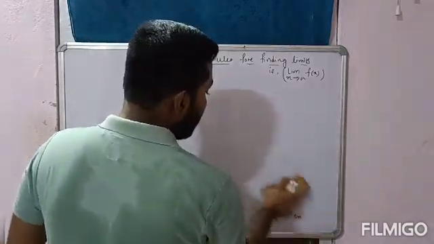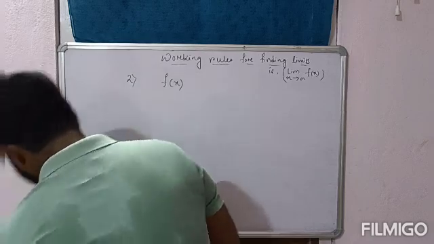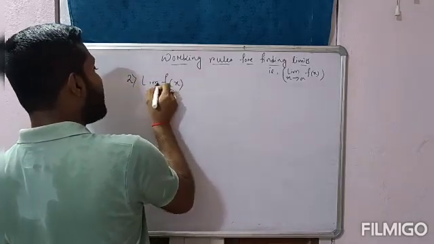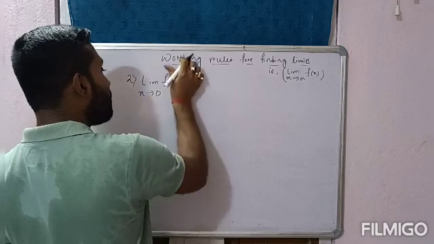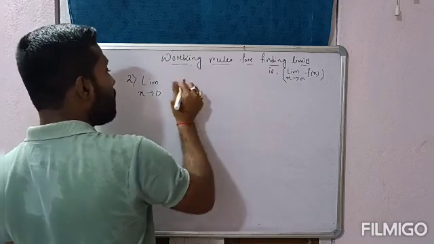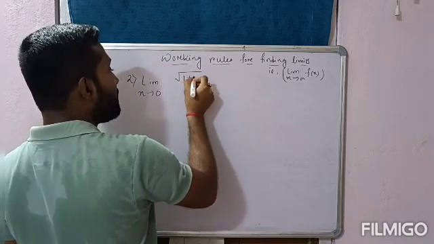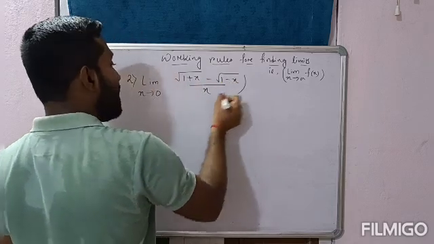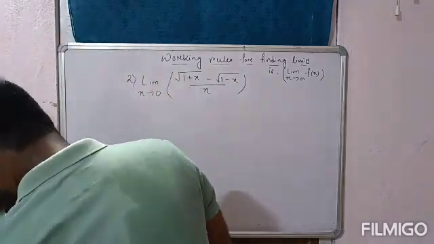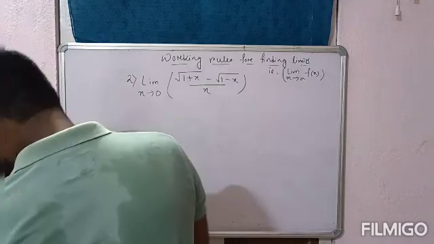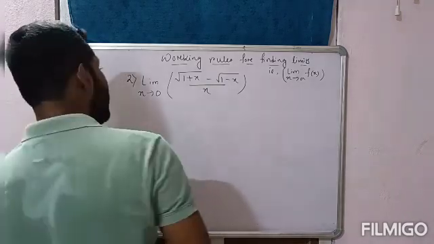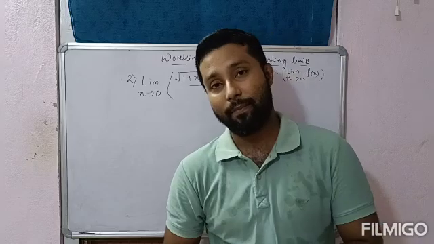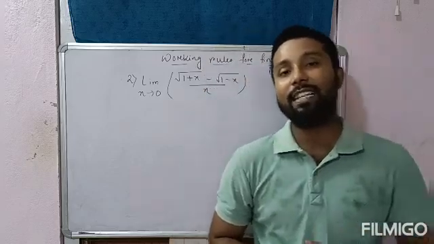For rule number 3, I am talking about rule number 3. So let us consider limit x tends to 0, root over 1 plus x minus root over 1 minus x divided by x. One function is given. So first of all, you look at the function here, whether the function contains a Sard or not.